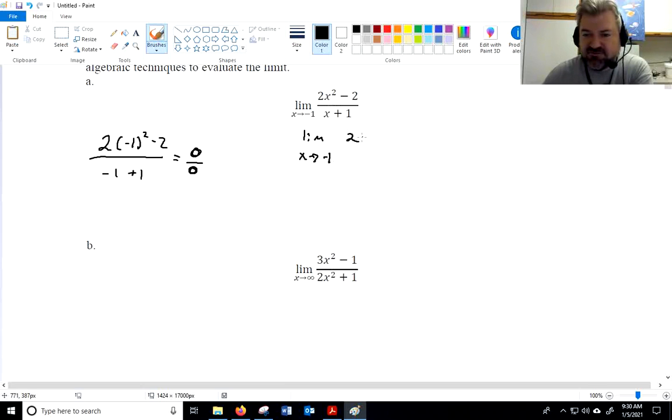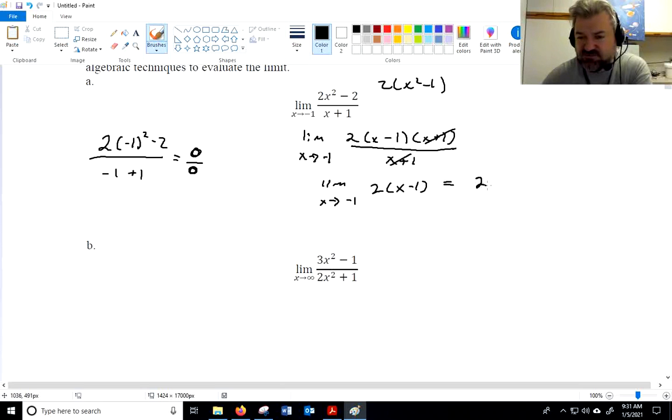I'm going to factor out a 2. And then that becomes 2 times x squared minus 1. So that's x minus 1, x plus 1, the difference of two squares. I can then reduce those, and I can try again, this time using direct substitution, and I get 2 times -1 minus 1, which is 2 times the -2, so -4. So that's the value of that limit. All right, let's do another one.